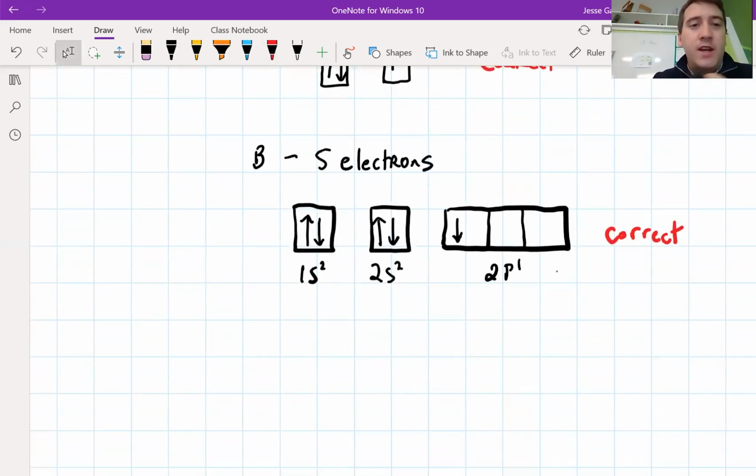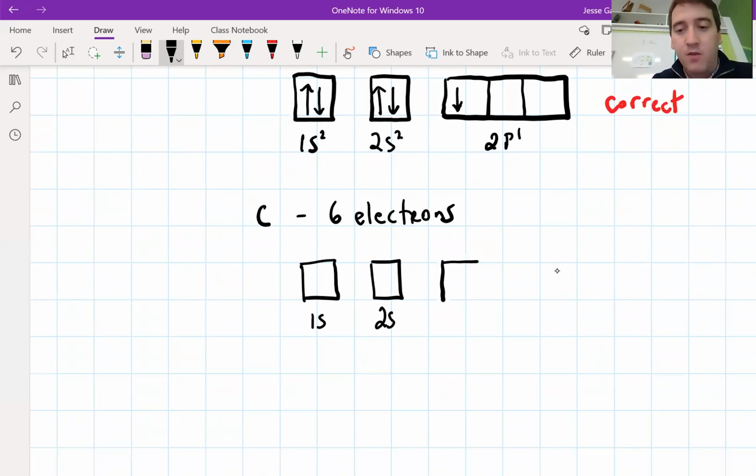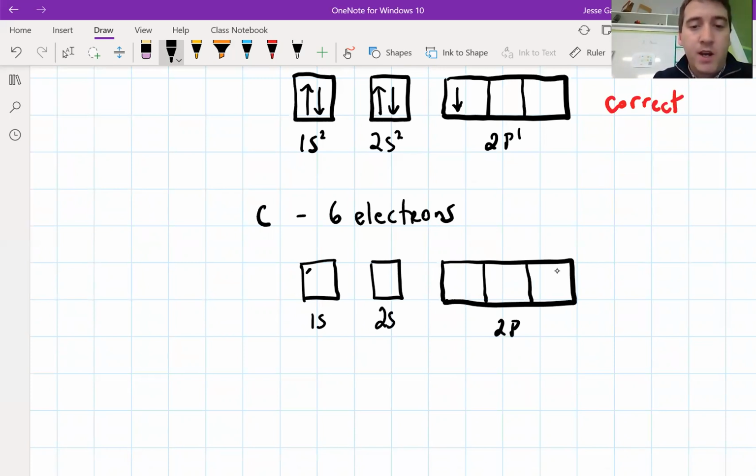What then about an element with 1 more, say carbon? Carbon has 6 electrons. So what happens next? Again, a spin diagram for this. Here is the orbital of the 1s sublevel. Here is the s orbital of the 2s sublevel. And then here again is the 2p sublevel with 3 orbitals, so 1, 2, 3 boxes like that. Same thing: we occupy the lowest available energy level first. So 2 go in there, and 2 go in there, with opposite spins.